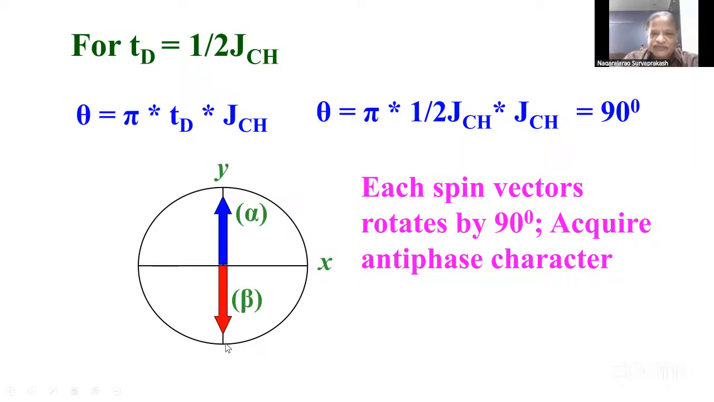This is called anti-phase character in NMR. They are opposite to each other. Imagine this is a 3-dimensional figure. I could not draw 3 dimensions, but I am showing it in 2 dimensions. From the z-axis, it came to x and starts moving with this. Okay, this is what is happening.